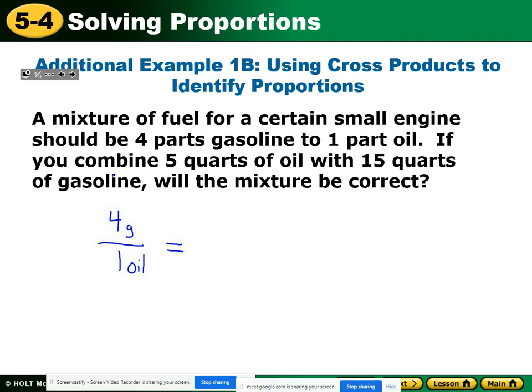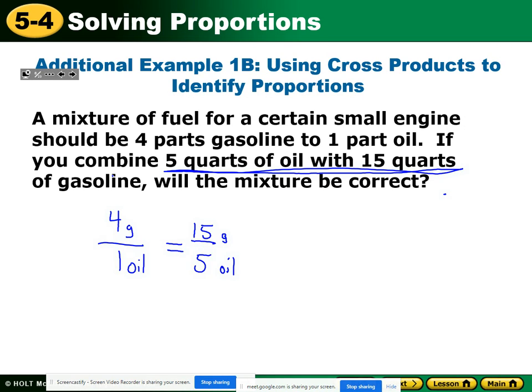So if you combine 5 quarts of oil with 15 quarts of gasoline, so with that fraction, if I'm combining these parts daily, what goes on top of the fraction? What goes on bottom? 15 over 5. All right, Lucas, did she do it right? Did she put gas on top and oil on bottom? Yes, she did. So we have gas parts to gas parts, oil parts to oil parts.